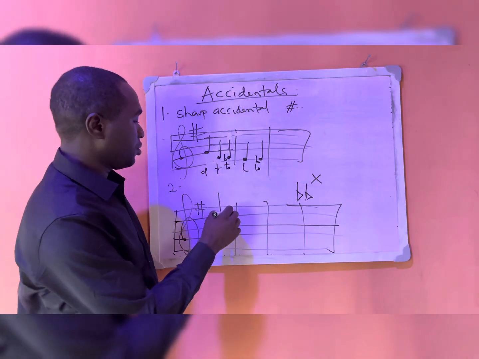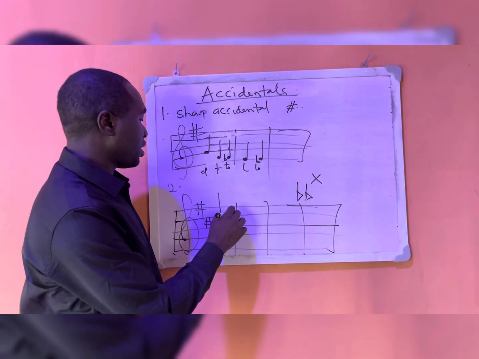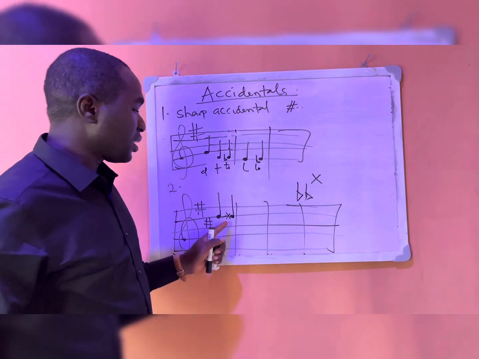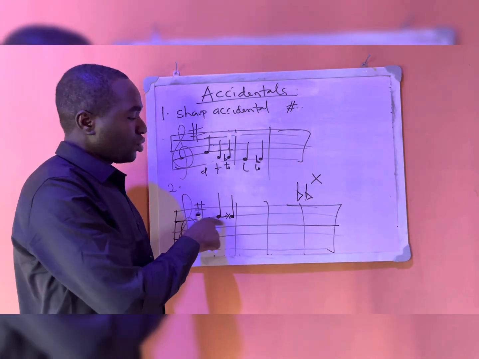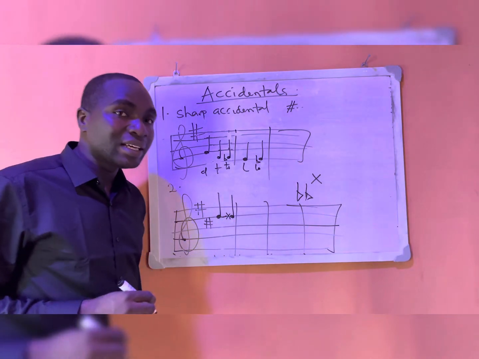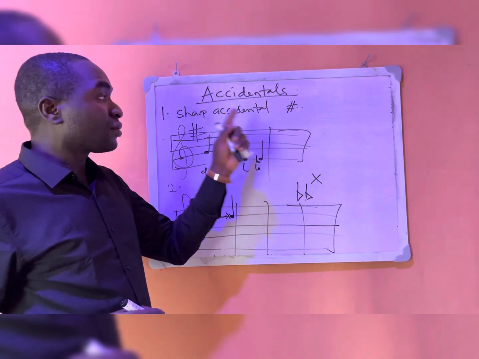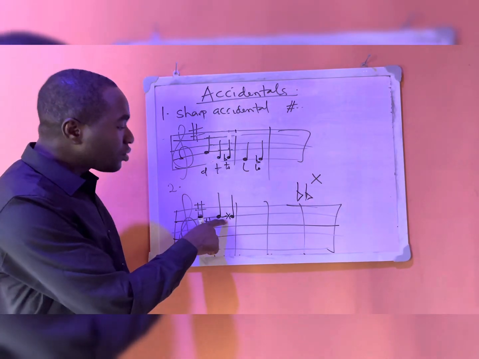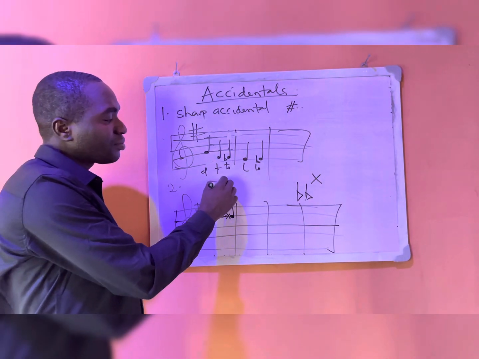Now, we also have our do here. And then we have a double accidental sign here. Do. So what does this become? Remember, it's a full tone accidental. That's double sharp. So what does this become? It becomes re.